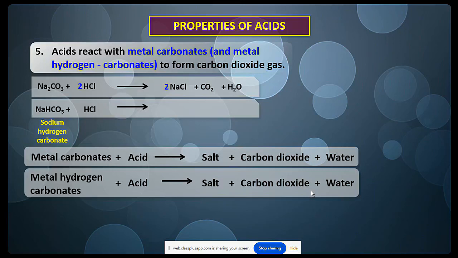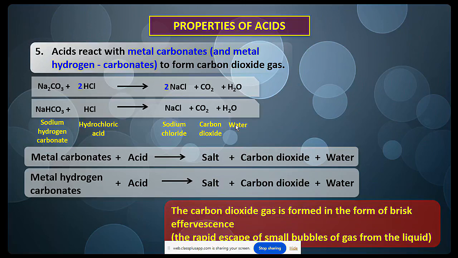Sodium hydrogen carbonate combines with hydrochloric acid and gives NaCl, sodium chloride, plus CO2 plus H2O. NaCl is sodium chloride, CO2 is carbon dioxide, and H2O is water. Is it clear? Very simple. Hence, the carbon dioxide gas is formed in the form of brisk effervescence. Is it right? The rapid escape of small bubbles of gas forms in the liquid.